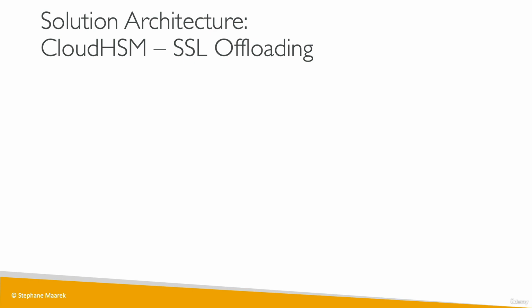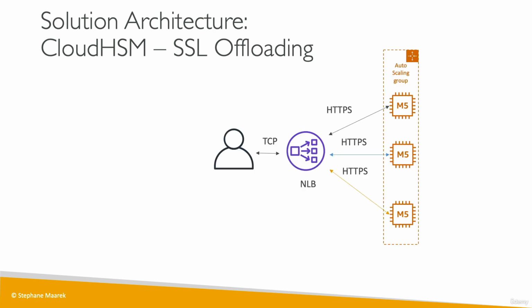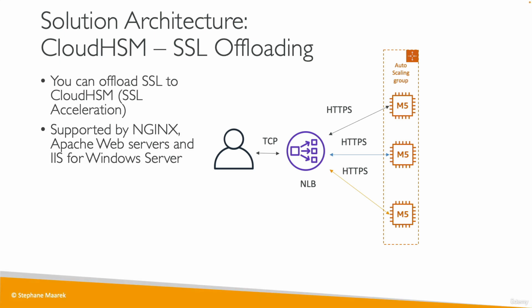So something you can do though is use CloudHSM to do SSL offloading. So we have the same architecture. The users talk to the NLB, which forwards TCP traffic to your EC2 instances, which are in fact HTTPS. And so to perform the actual SSL encryption, you can offload it to CloudHSM using SSL acceleration. And that's supported by Nginx, Apache web servers, and IIS for Windows Server.